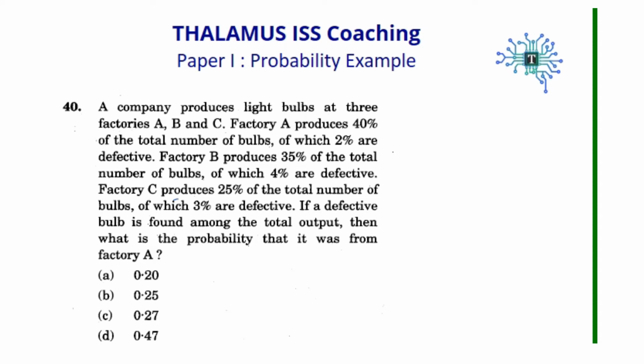Hello friends, so we'll be discussing one example from paper 1, and this is related to probability. A company produces light bulbs at three factories A, B and C. Factory A produces 40% of the total number of bulbs, out of which 2% are defective. So there are two events. The first one is the factory and the second one is defective.